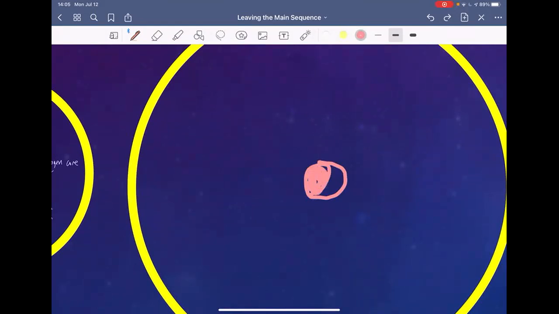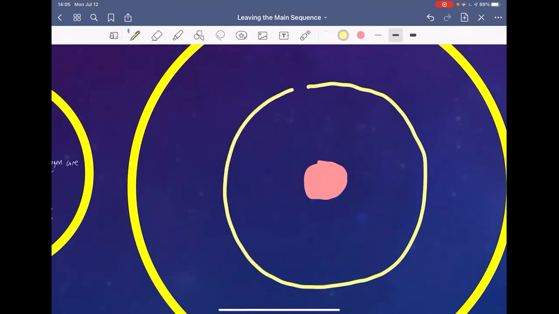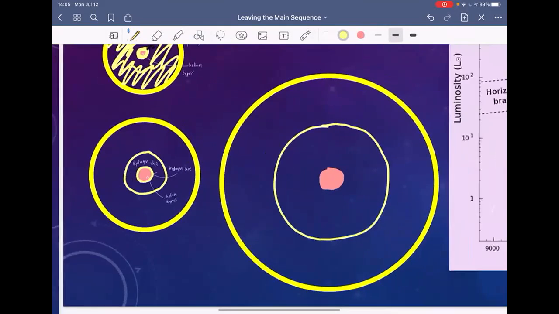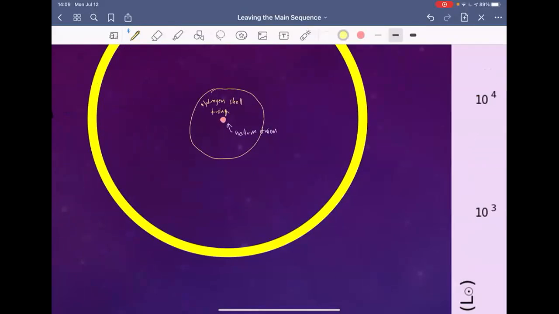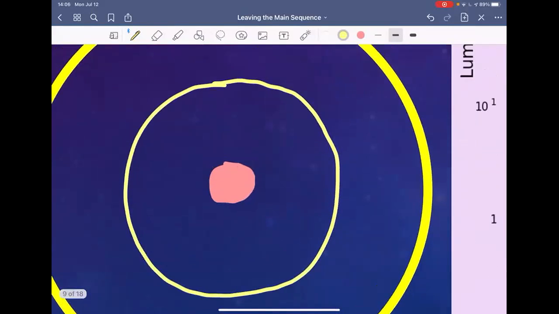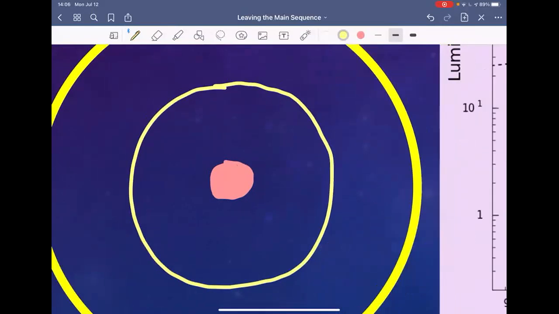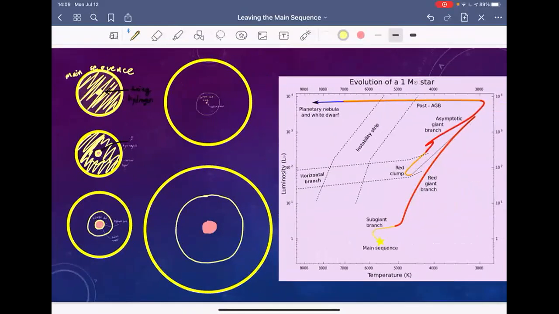So now it's about this big, and our hydrogen shell also gets bigger. The reason for that is that as you fuse more and more helium, you generate more and more energy. The star becomes even hotter, the core becomes hotter, and therefore more and more of the star's hydrogen is added to the shell. So this is kind of what our star looks like.